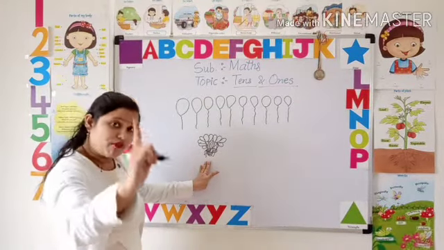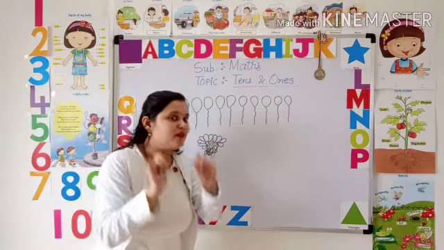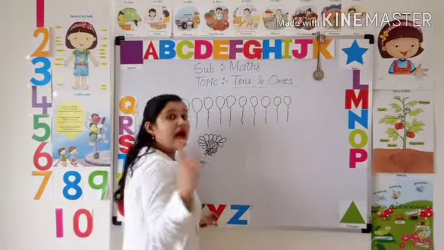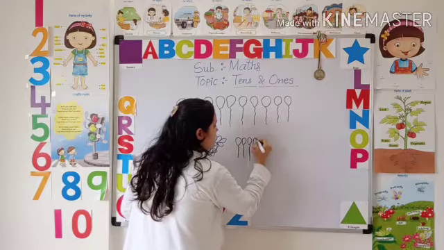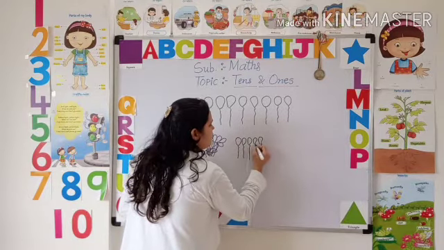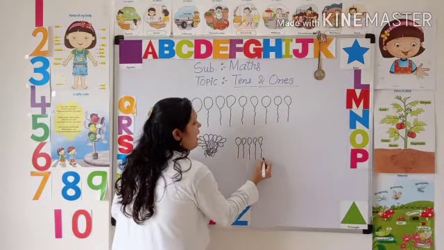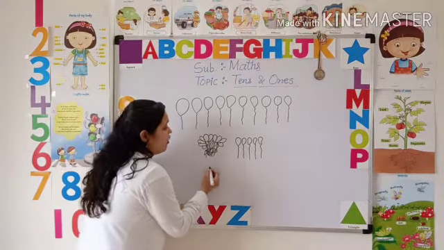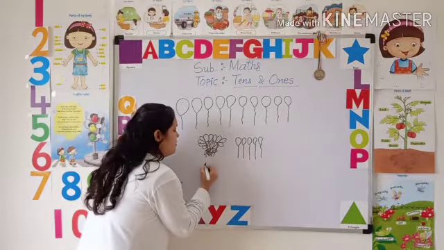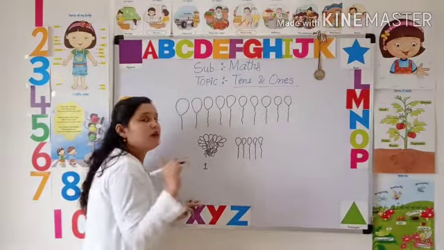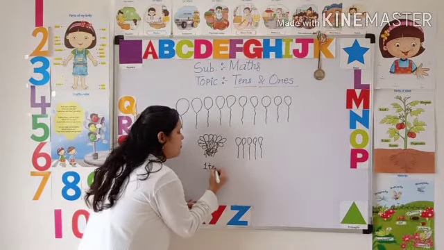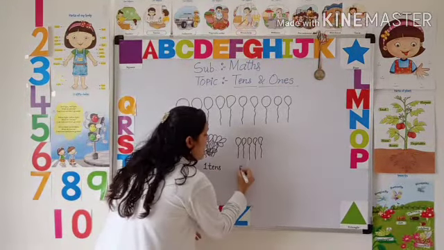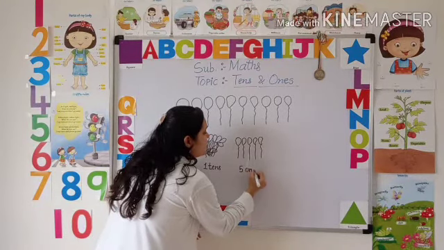Now I have one bundle of 10 balloons. And now I am going to add 5 balloons. 1, 2, 3, 4, and 5. How many balloons? 5. So I have already one bundle of 10 balloons. So I will write here 1 ten. And how many balloons are these? Yes, 5. So I will write here 5 ones.